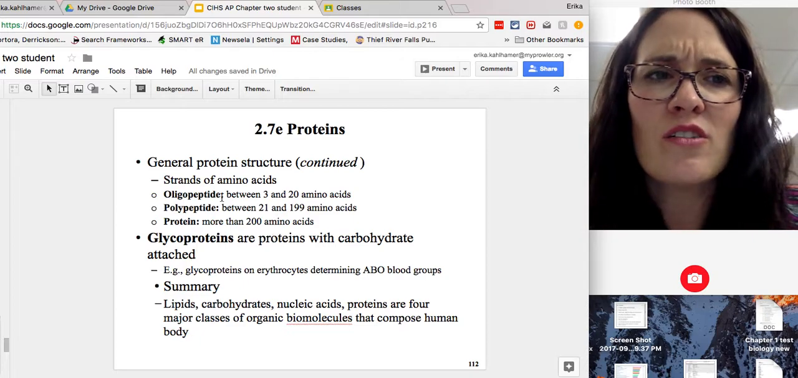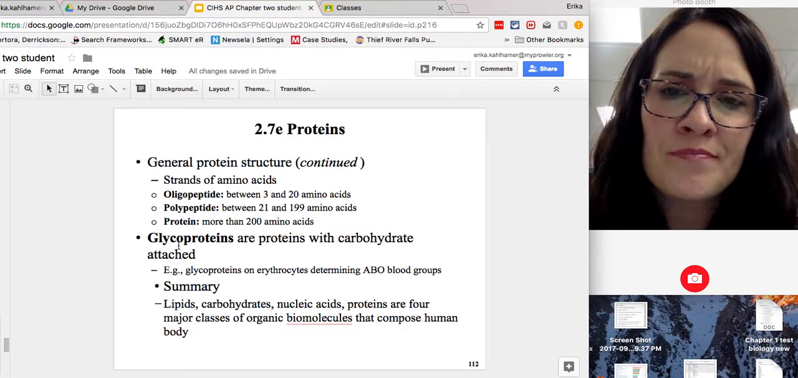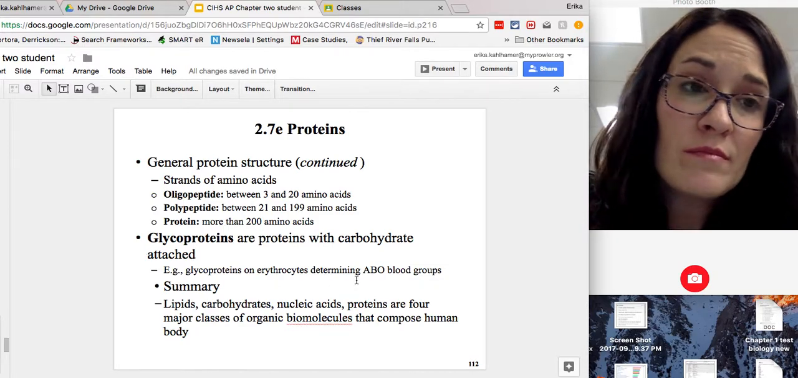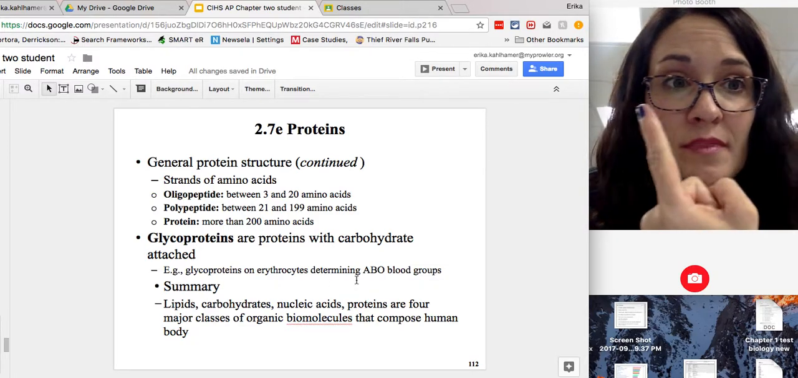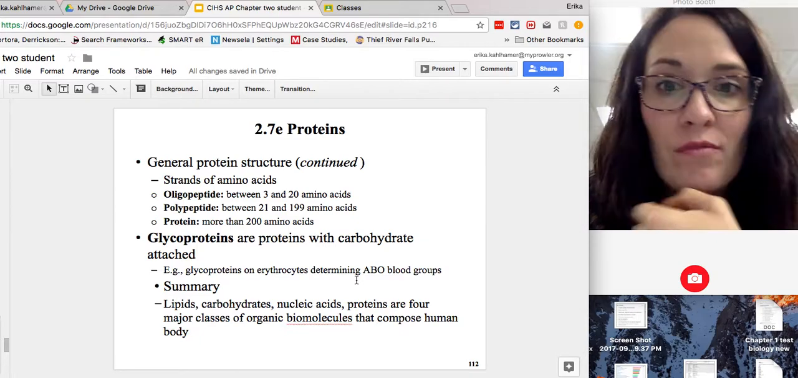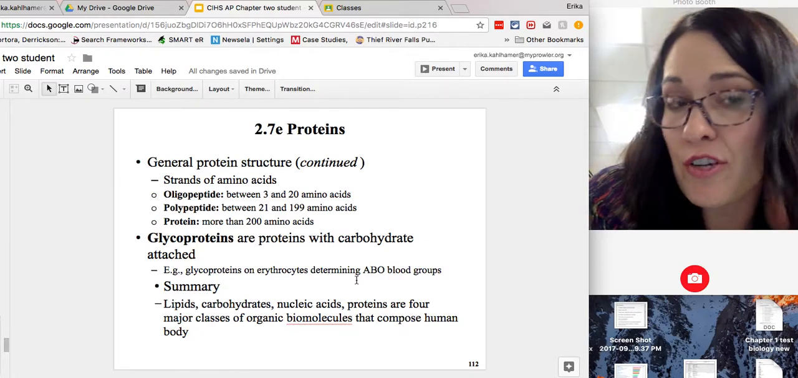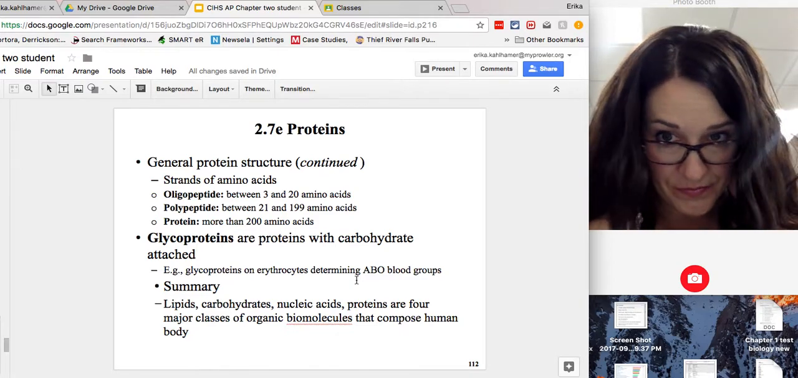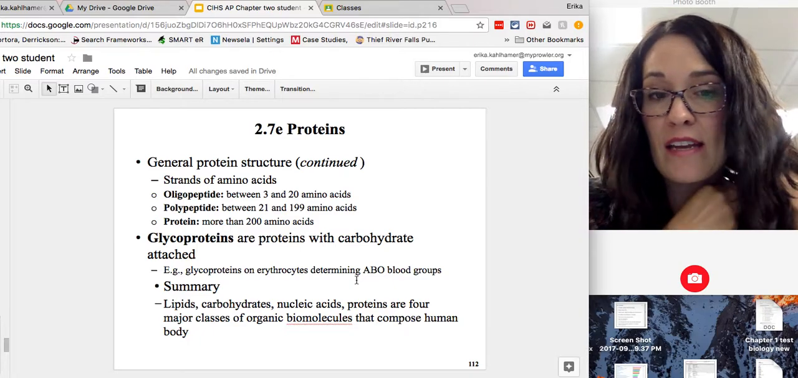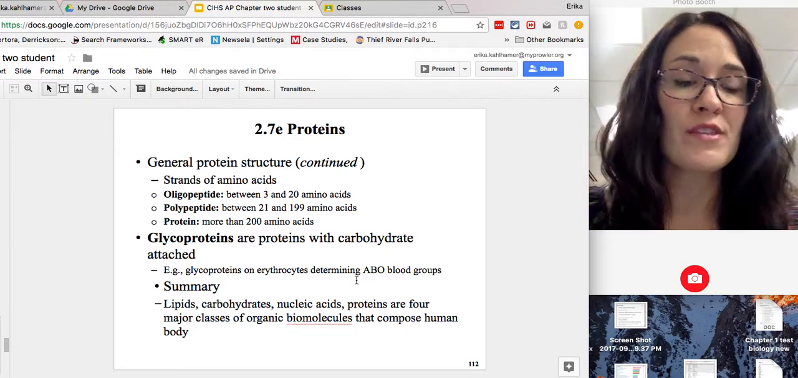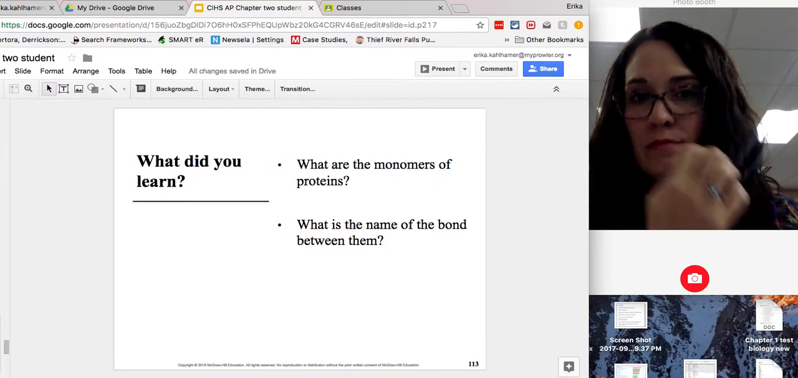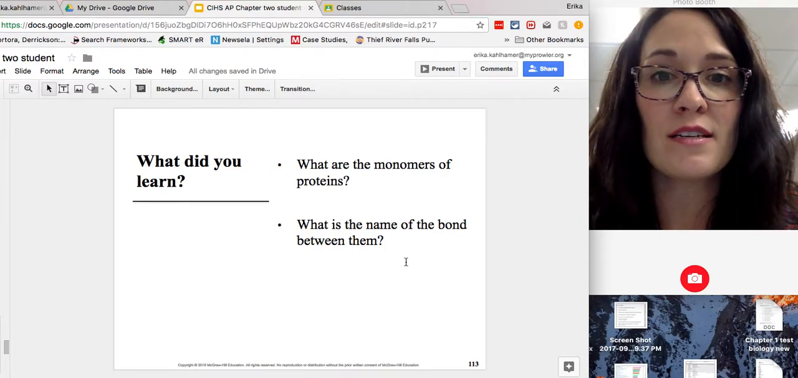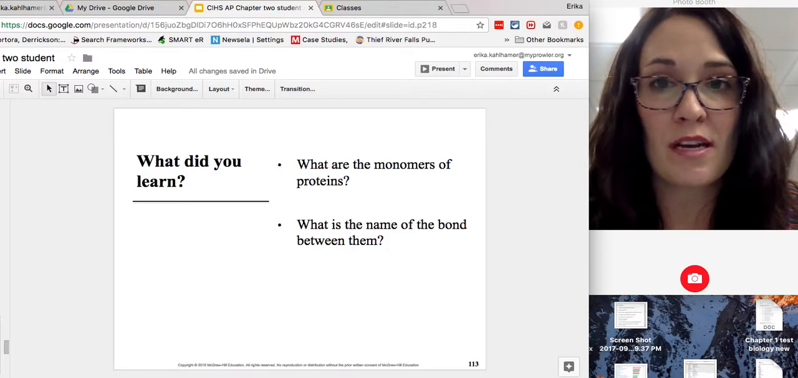We also have these things called glycoproteins, which have a carbohydrate group as part of them. The blood types, A, B, and O, are determined by these glycoproteins on the surface of the red blood cells. And we have now talked about the 4 major types of macromolecules. The monomers of proteins are amino acids, and the bond is a peptide bond.